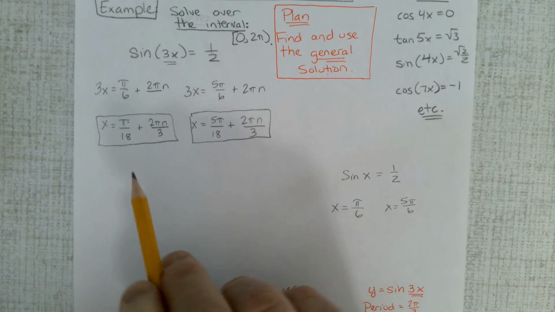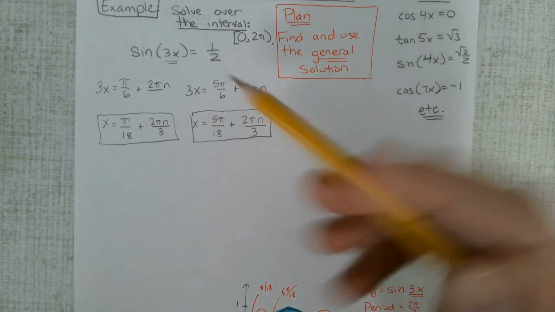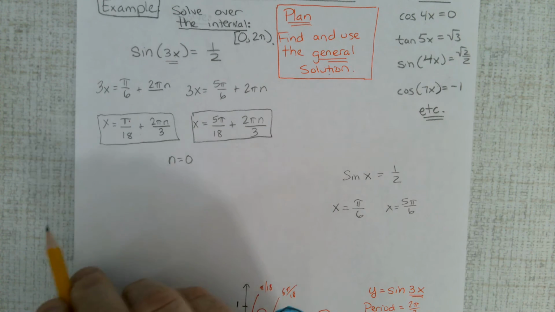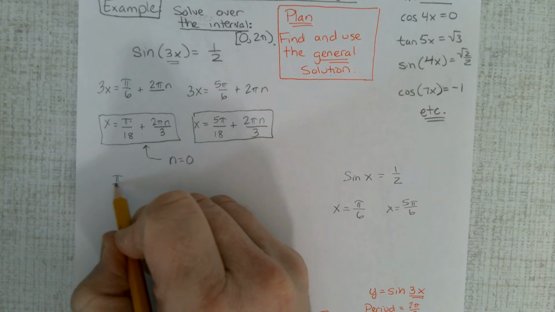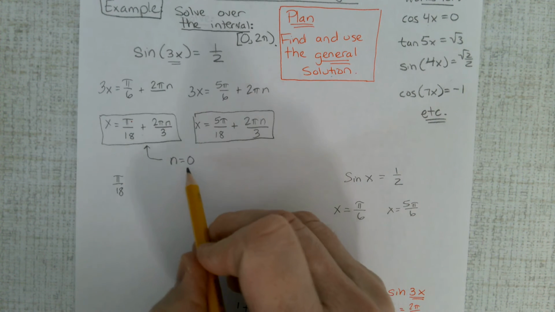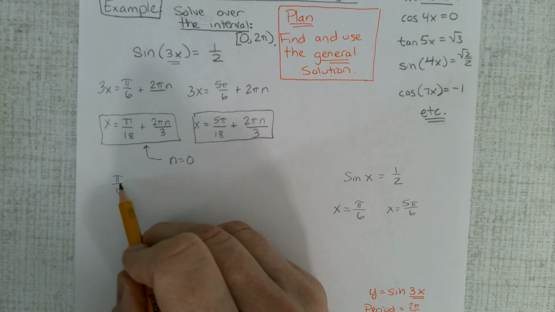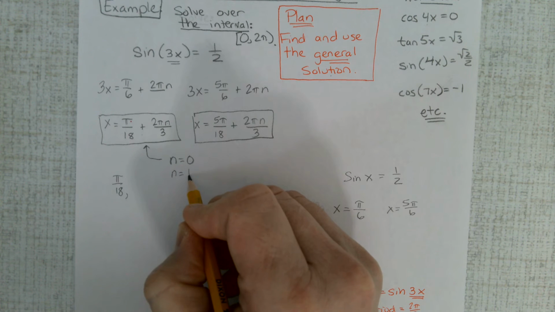Alright, so let's use these to generate all the solutions in this interval. It's going to be done by counting n. We're going to start with n equal to 0. If I have pi over 18 and I add on a 0 here, that would be none of these, so this would just be pi over 18.